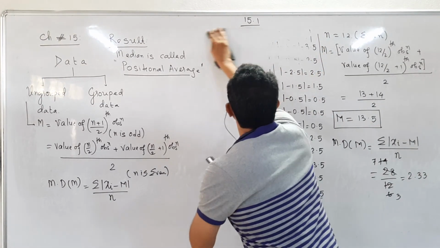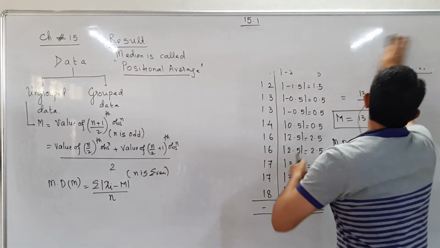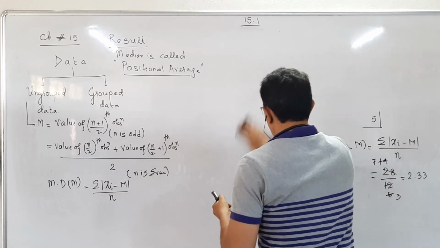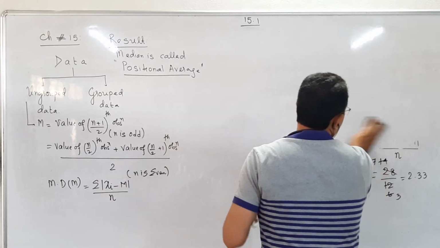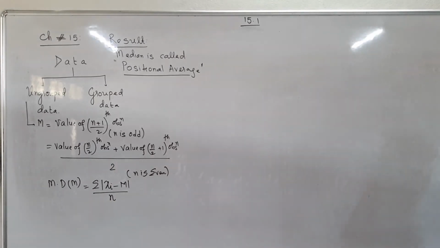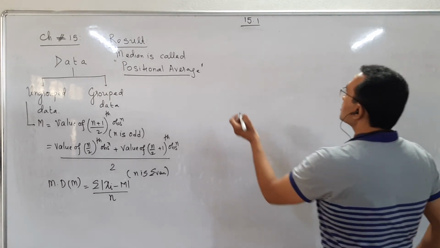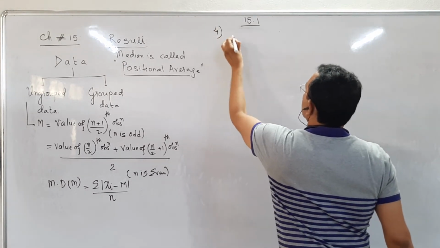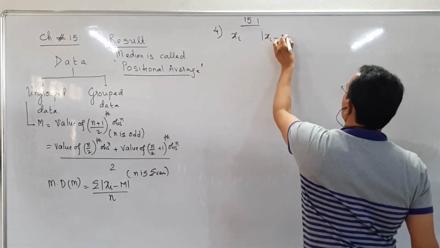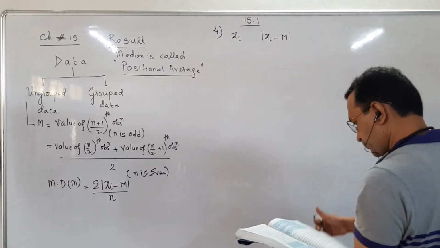Okay, now let us do, students, sum number 4. Now students, we are doing sum number 4. Here let us arrange the given observations in ascending order. So for the fourth sum, I am noting down xi. You know you have to take the column of mod xi minus M.